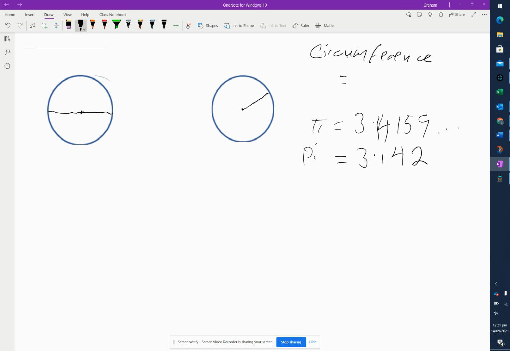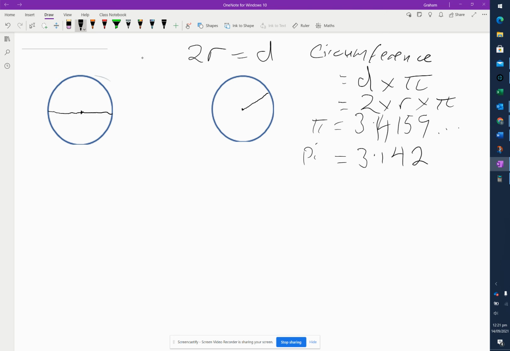Okay, so we discovered last time that circumference was the diameter times this number pi. But if we look at our pictures, our diameter is the distance going all the way across the circle, through the middle, and our radius is the distance going from the middle to the edge. Because 2 lots of the radius equals the diameter, then 2 times r times pi is another way of working out the circumference.